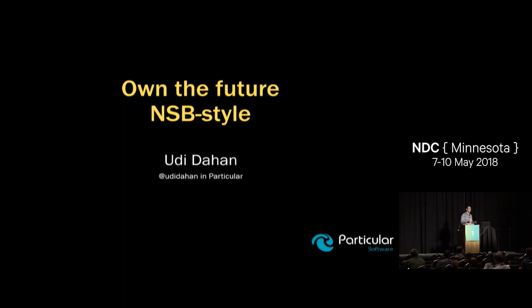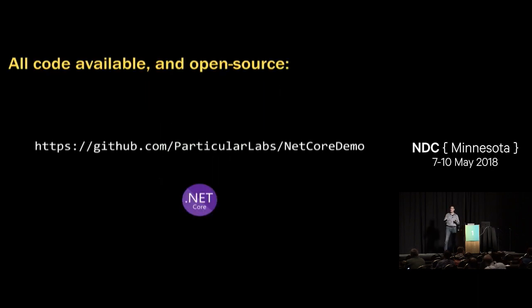In this talk, we're going to be focusing on how to implement the architectural styles that I talked about in my last talk. All the code that I'm going to be showing you is available online. It's open source. It's at that URL, github.com, particular labs, net core demo. As you can guess, it is all .NET Coreified up to the latest .NET Core 2.0 bits. So if you've been looking to use .NET Core in your projects, this has everything that you need. I'll also have the link to that at the end of the presentation so you won't be missing anything.